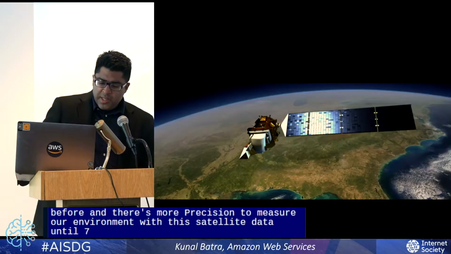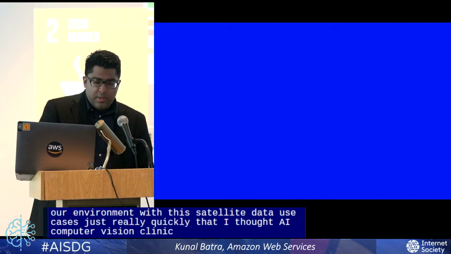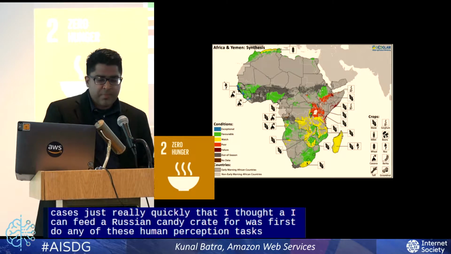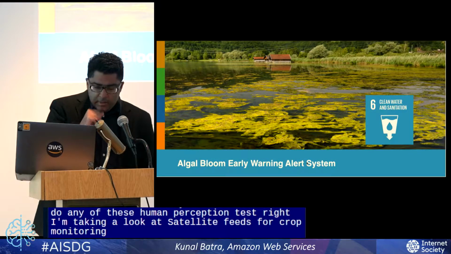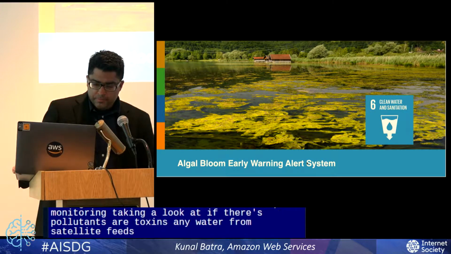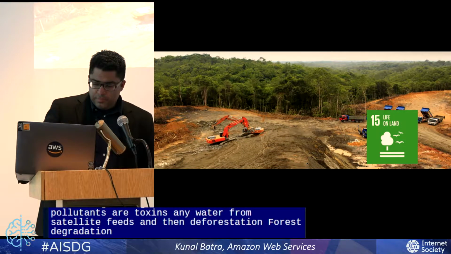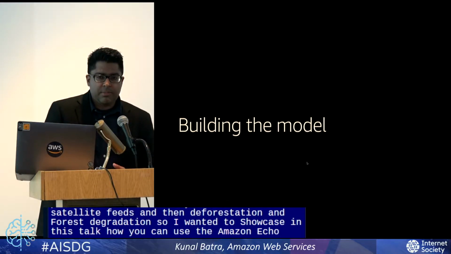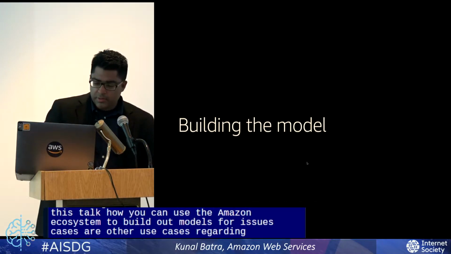Some use cases, just really quickly, that I thought AI and computer vision could be great for were, first, any sort of these human perception tasks, right? Taking a look at satellite feeds for crop monitoring, taking a look at if there are pollutants or toxins in any water from satellite feeds, and then deforestation or forest degradation. So I wanted to showcase in this talk how you can use the Amazon ecosystem to build out models for these use cases or other use cases regarding computer vision.